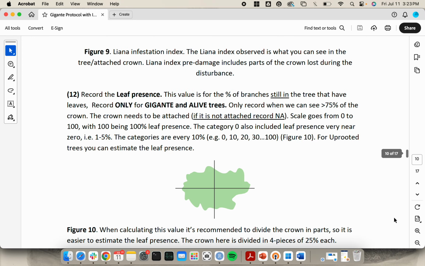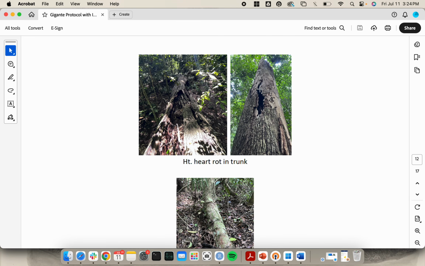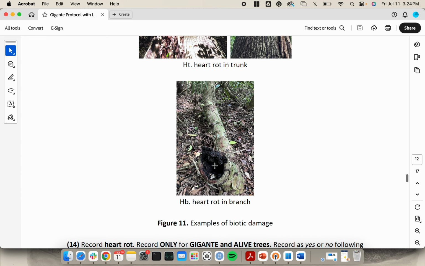Then biotic damage. Remember, the lesion is something like that, so it passed the bark, and you can measure the distance with the laser. If you see aggregation of beetle holes, or woodpecker holes, it would look like this, and these are beetle holes. Heart rot, remember, it will look like this. So the tree is hollow, so this is heart rot in the trunk, this is heart rot in the trunk, and you also can have heart rot in the branches. So when this branch fell, you can see if it's hollow, so if it has a hole inside.